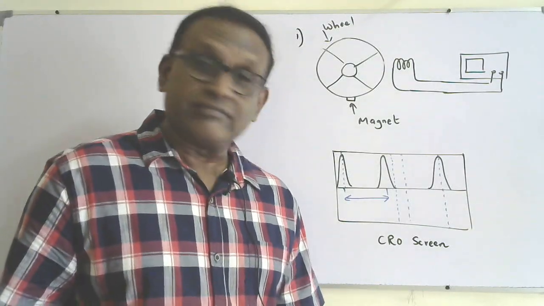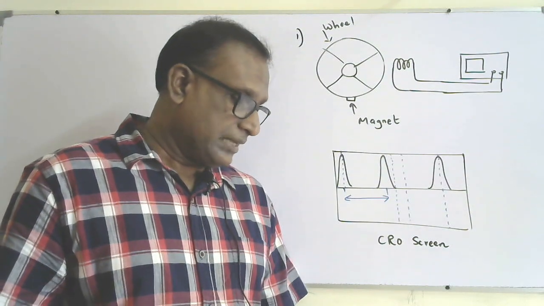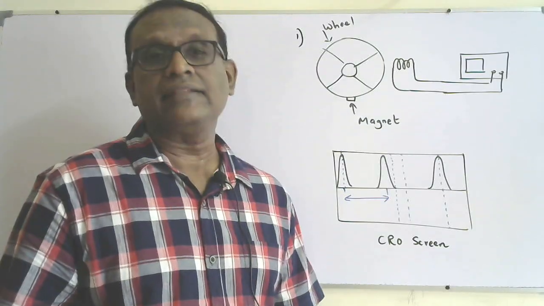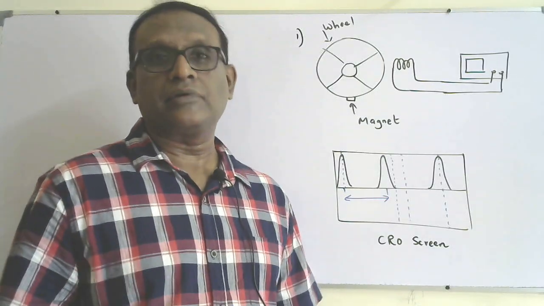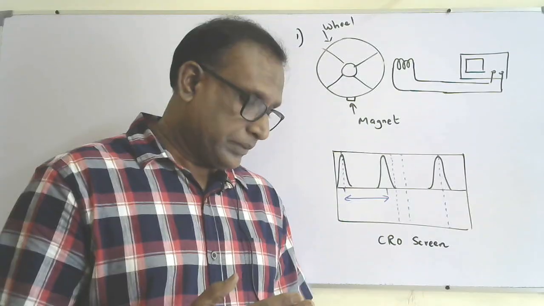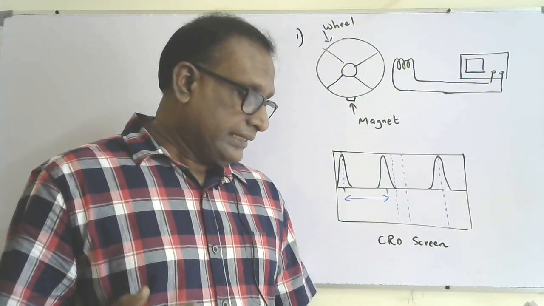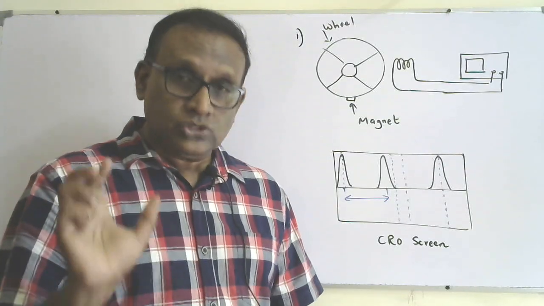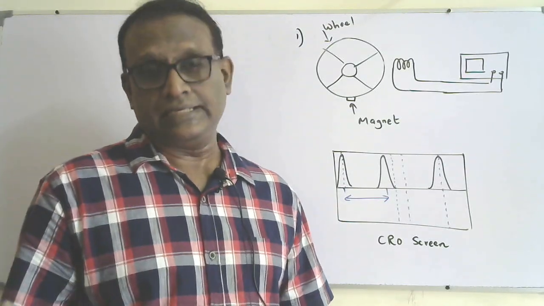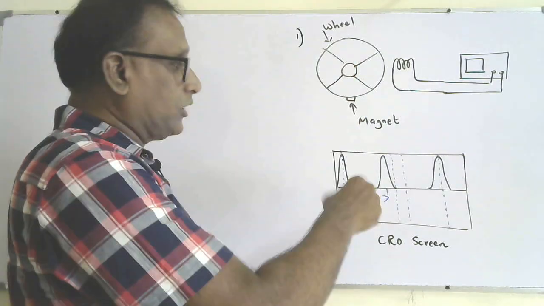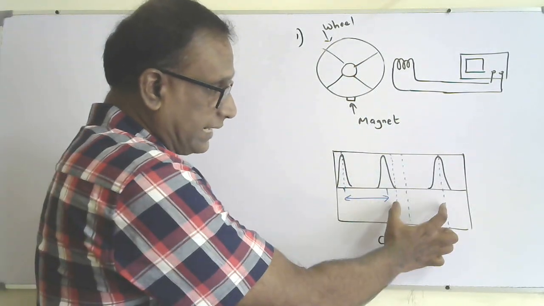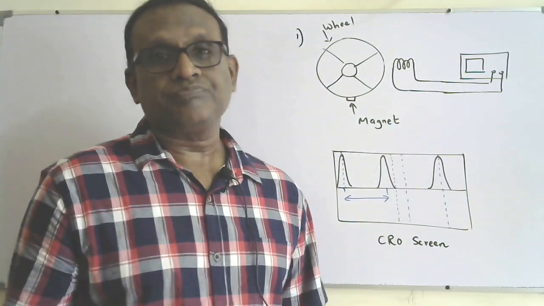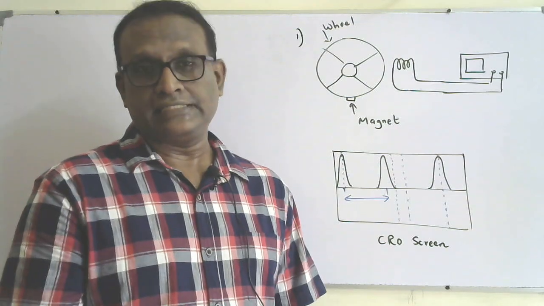So the answer we can write like this, a simple answer: count the number of divisions between the first and the third pulse. Then multiply it by the time per division that you can obtain from the time knob setting. That will give twice the period of rotation of the wheel, because this is one time period and this is another time period, and we are measuring from here to here. So divide it by 2. That will give the time period of rotation of the wheel.